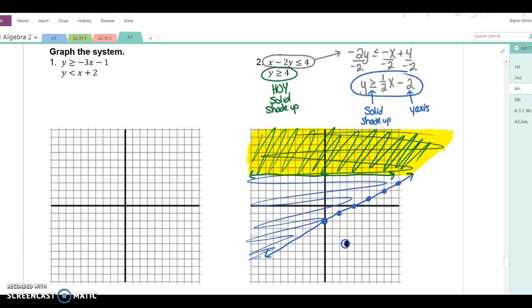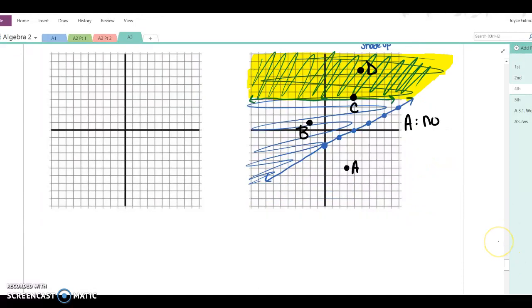All right, I'm going to randomly put a couple of points in this system, and I want you to tell me if these points are solutions or not. So you don't even have to write these in your notes, just follow along with me. Is point A a solution to the system? No, it is not shaded by anything, so it's definitely not a solution. How about point B?